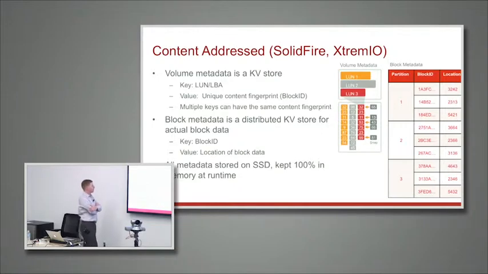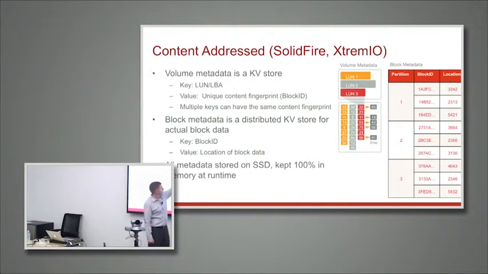And so you still have something where the volume metadata is a key value store, but instead of mapping the LUN and LBA to a physical location somewhere, it maps the LUN and LBA to a unique content fingerprint. We call these block IDs in our system. I'm not sure what XtremIO calls them, but a unique content fingerprint that's generated using a hash algorithm. Obviously, multiple block locations can map to the same fingerprint if they're mapping to the same piece of data. And then you have a second metadata structure that keeps track of which block ID is located at which location.